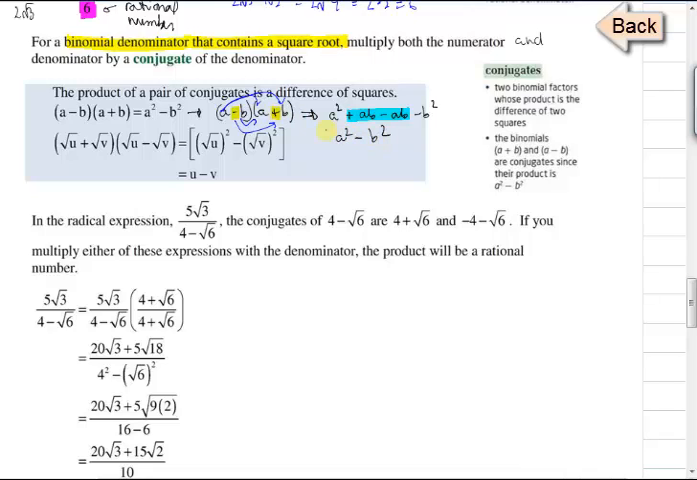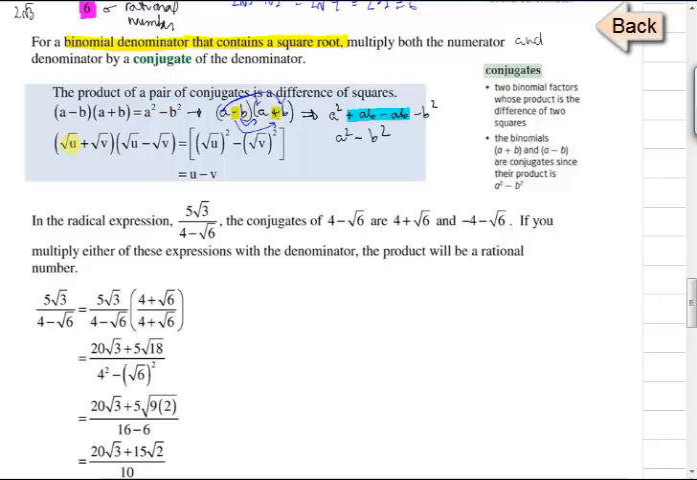There's a nice little shortcut for this. And the shortcut is this. If I'm multiplying a sum and difference, all I have to do is square the first term, so a squared, square the second term, so b squared, and my sign will always be minus. Okay? And that's because negative b times positive b will give you negative b squared.